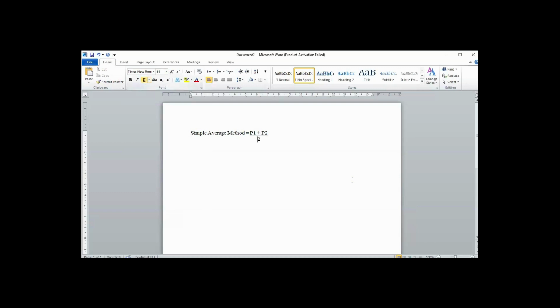If you have 3 prices, you move down again. You have P1 plus P2 plus P3, and that will now be divided by 3. Is it clear? That is what we refer to as moving average. As you're having a new price, you will be adding one, and that price will be changing.